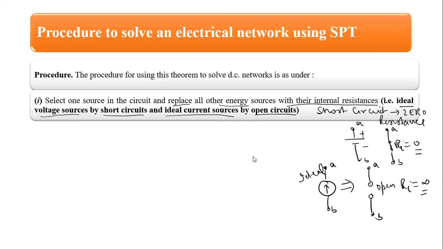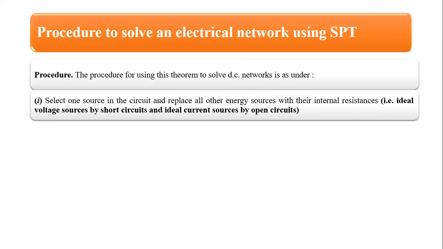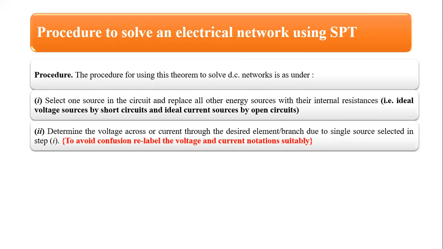Now let us go to the second step. Now we will determine the voltage or current through the desired element branch due to a single source. Whichever source we have selected as per step one, we will calculate the voltage or current. We can calculate voltage across any circuit element, or the current through any circuit element, using this particular theorem, right?